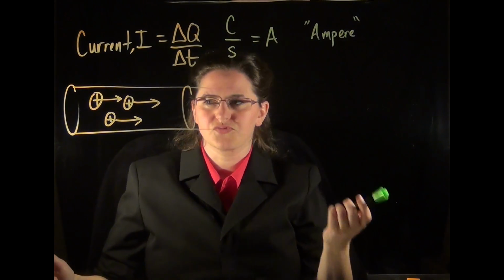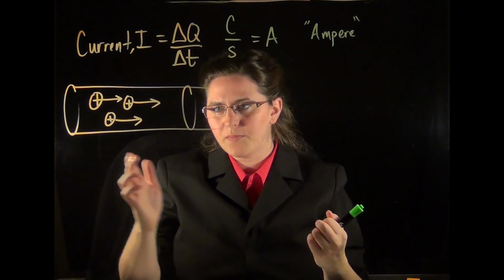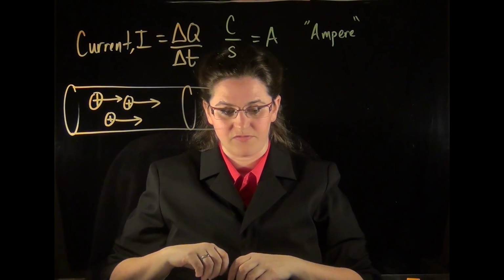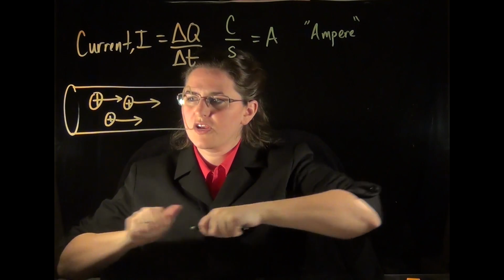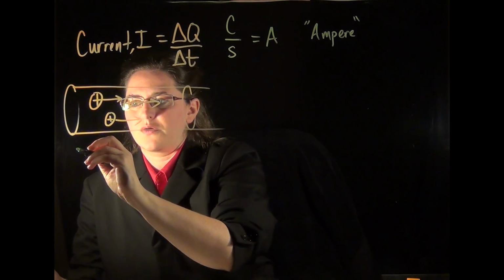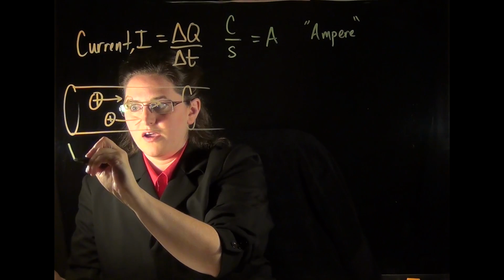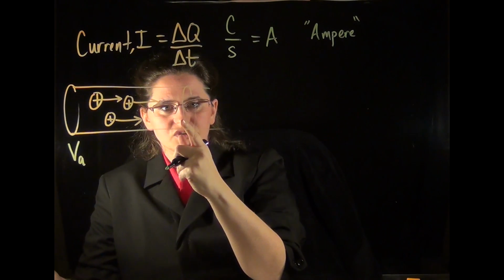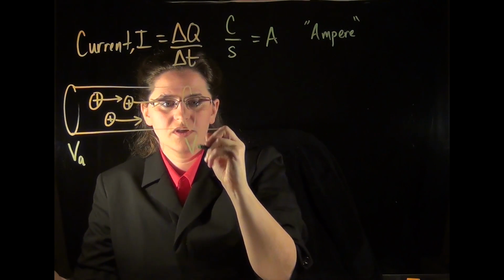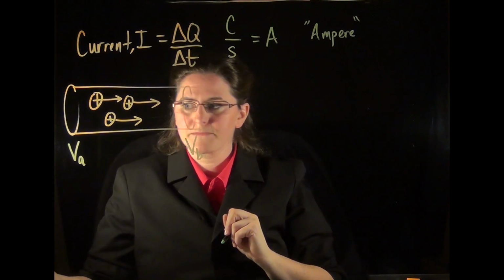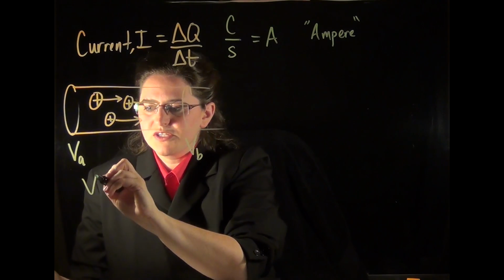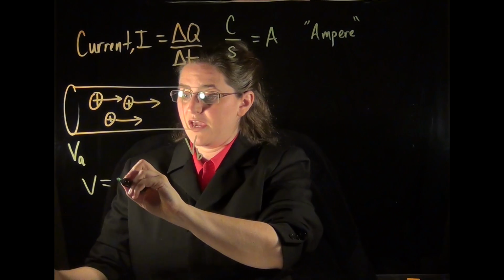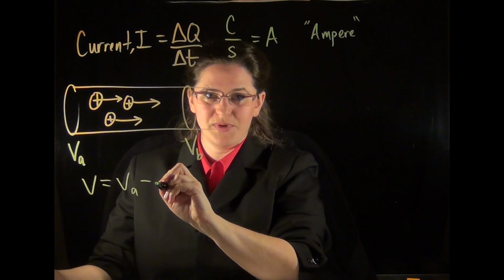Now, if potential drops over the passage of this wire, then you're going to have some difference in potential here. So let's say it goes from VA and it drops during the course of its traveling in this wire to the value VB. I'm going to define the potential difference here as VA minus VB.